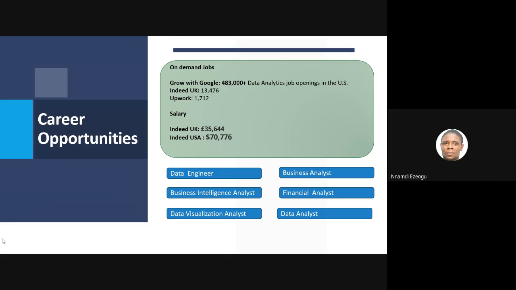So we move to the next slide, and then we have what we call the career opportunities that are open to people in this field. You could see some figures that we're able to put together. You could see that from Google, we could find out that there are about 483,000 job openings in the US for people who have the skills of data analytics. You could see Indeed UK, there are some figures there you could look at. And you could also look at the salary range.